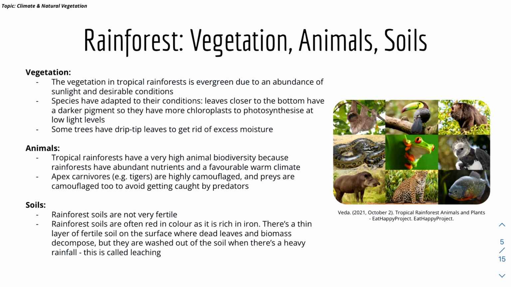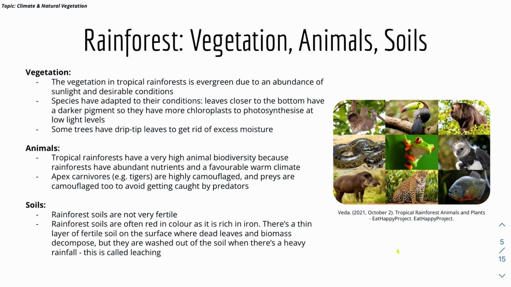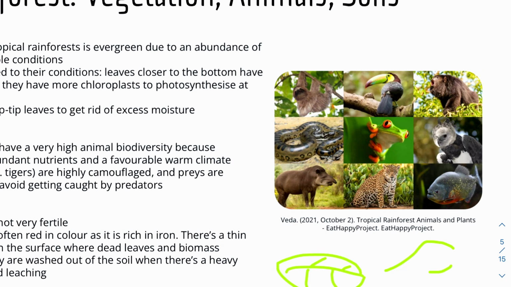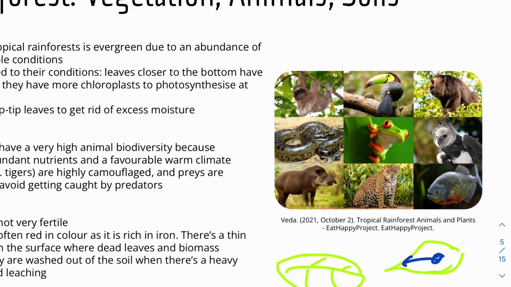And then we have some trees that have drip-tipped leaves to get rid of excess moisture. So let's say you have a normal leaf right here, which is quite a big leaf. Whereas drip-tipped leaves are basically leaves with a sharp tip, like this right here. This is a very drip tip. So when there's any extra water gathered on the surface, it can drip down from the drip tip.